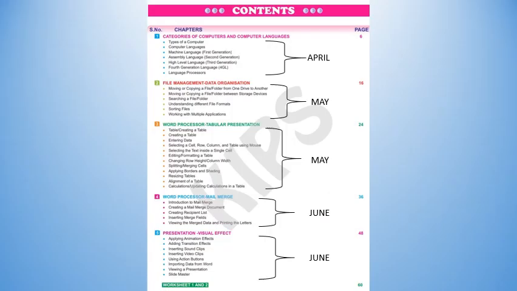First, we will see the syllabus month-wise. As you can see in the picture, I have mentioned the syllabus month-wise. Here, I have mentioned categories of computers and computer languages in the month of April. Like chapter 2 in the month of May, chapter 3 in the month of May, chapter 4 in the month of June, and chapter 5 in the month of June.